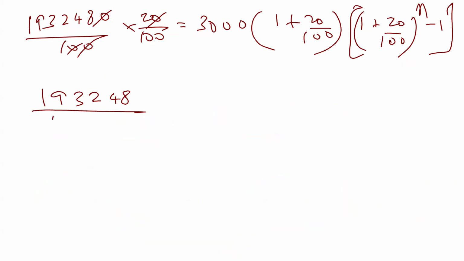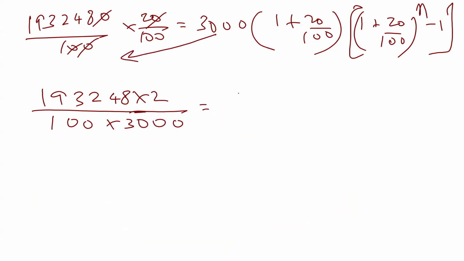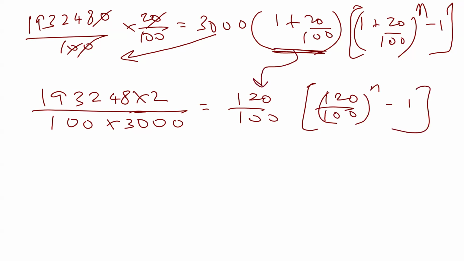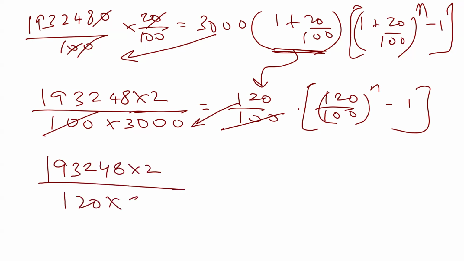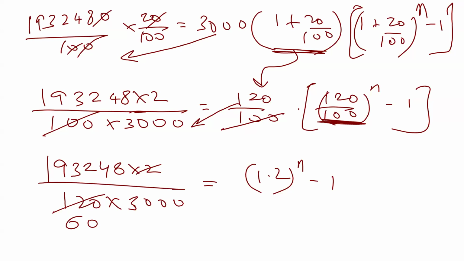193248 into 20, 100 into 3000. This I have taken down over here. This will be 120 upon 100. This also will be 120 upon 100 raised to N minus 1. 100 will get cancelled because there is multiplication over here. Now again cross multiply 120 over here. 120 into 3000 is equal to, this is 1.2 raised to N minus 1. So 2 ones are 2, 6 twos are 12.